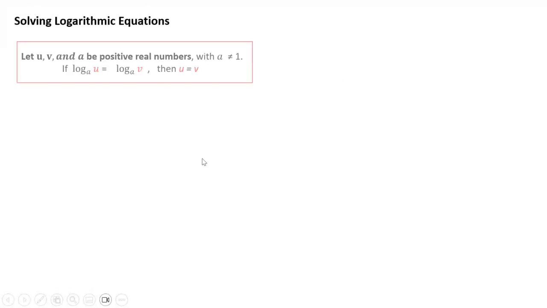Now solving logarithmic equations. Let's do so here, guys, we're going to use more properties. Okay, so this property says let u, v, and a be positive real numbers with a not equal to 1. Then if log base a of u equals log base a of v, then u must equal v. Example. So here, guys, the base for these two is 10, because if there's no base, it means it's base 10.